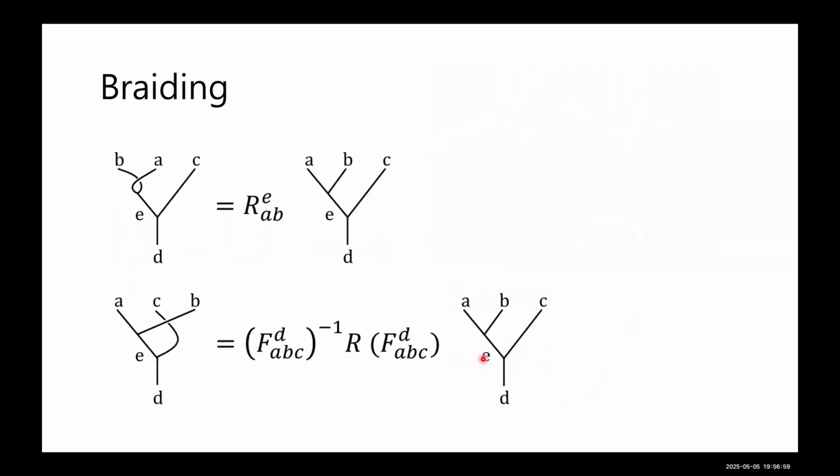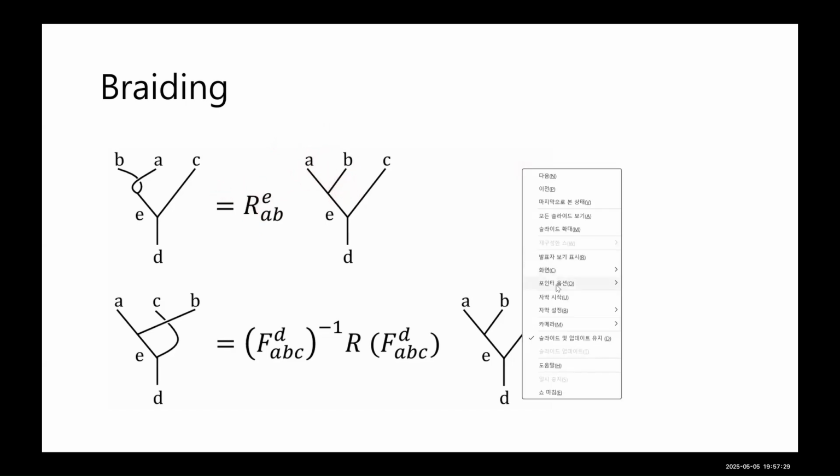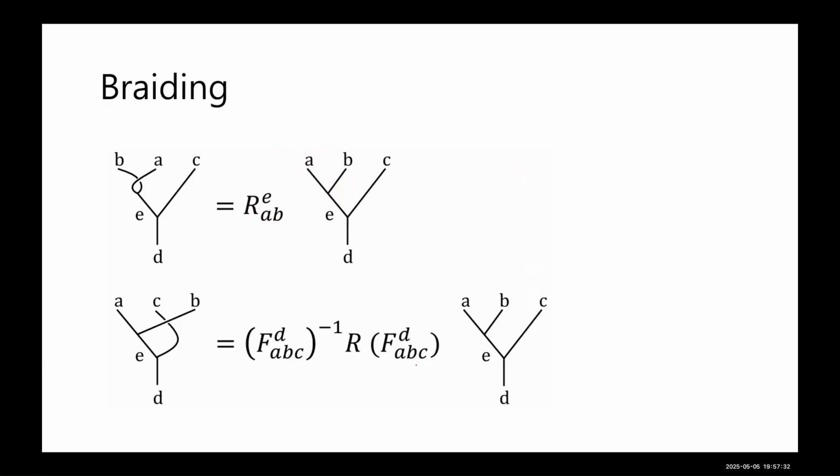Okay, now we know the S gate, R gate and fusion matrix. What's going to happen if we break their location? The first case is breaking their location when they are in the same fusion location. If we do that, they're going to have the R move, as I mentioned, because they're in the same fusion location. But if we try to braid them in different locations, we need several steps.